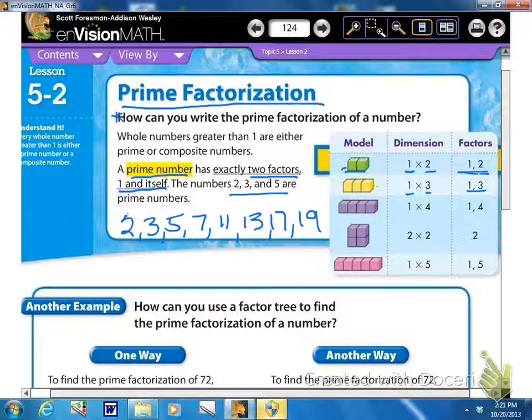Now this is 4. We have 4 blocks, and 4 is different. We can get 4 by multiplying 1 times 4 or 2 times 2. So 4 has 3 factors here, 1, 4, and 2. So 4 would be a composite number, not prime. 5, the only way we can get 5 is by the factors 1 and 5. 1 times 5 gives you 5, so it has only 2 factors. So that's why they are prime numbers. And I'll give you more again. So 2, 3, 5, 7, 11, 13, 17, and 19 are all prime numbers.